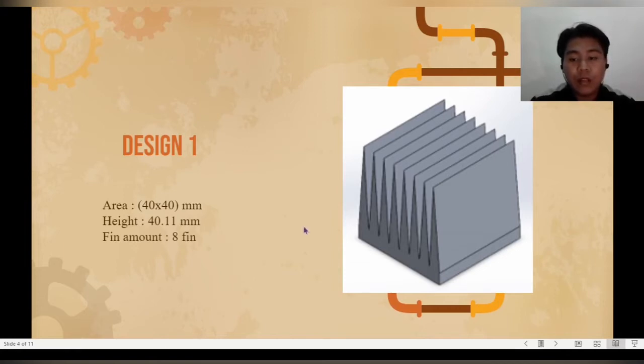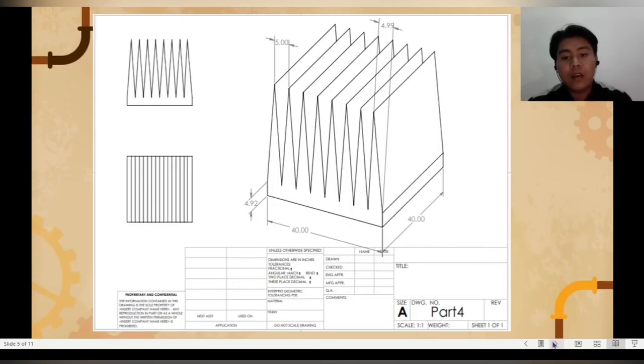So next, this is the dimension and full view of the fin surface that we designed. The gap between the end of the fin and the other fin is 5 mm, and the gap between the base and the fin is 4.92 mm.